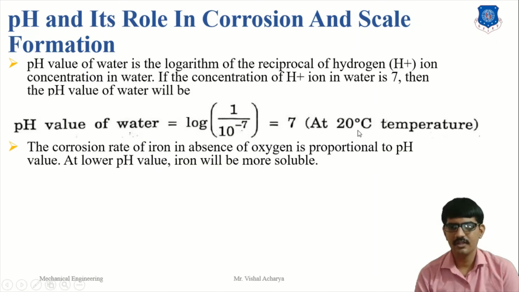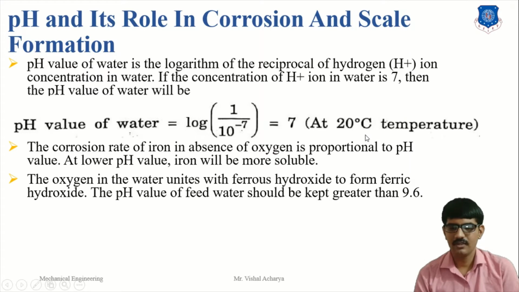The corrosion rate in the absence of oxygen is proportional to the pH value. At lower pH values, meaning acidic, the iron will be more soluble. When oxygen in the water reacts with ferrous hydroxide to form ferric hydroxide, the pH value of the water should be kept greater than 9.6, meaning alkaline.